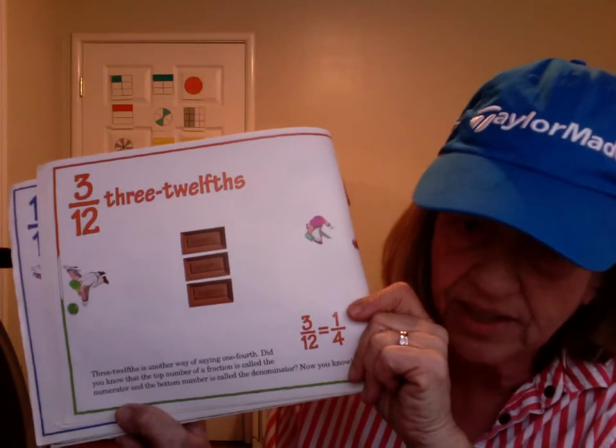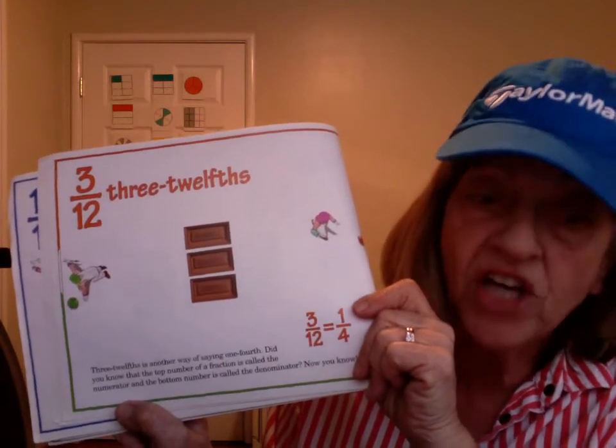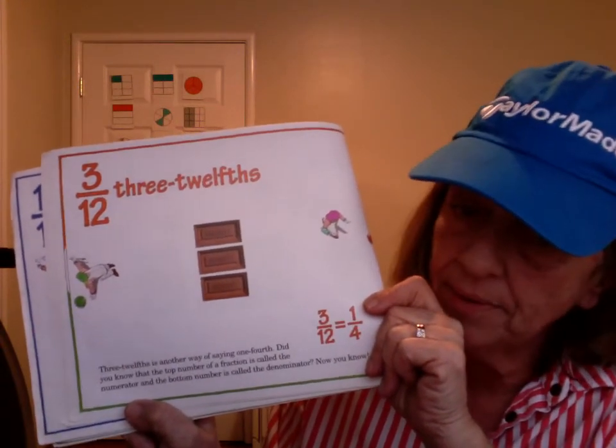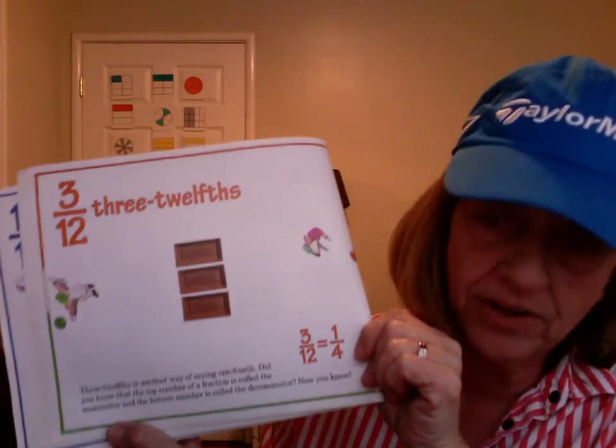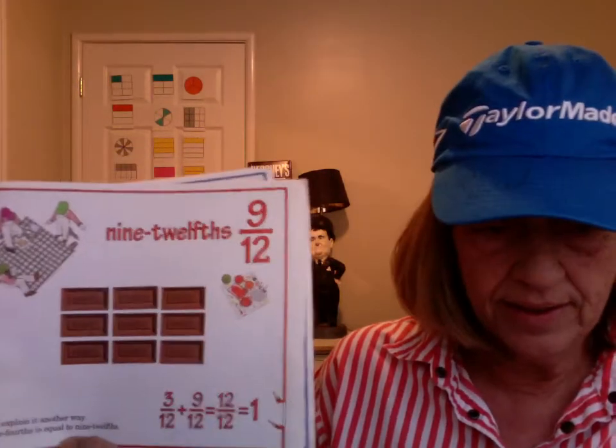Did you know that the top number of a fraction is called the numerator and the bottom number is called the denominator? I always would say D for down, denominator. Now you know. Let's explain it another way. 3/4 is equal to 9/12.